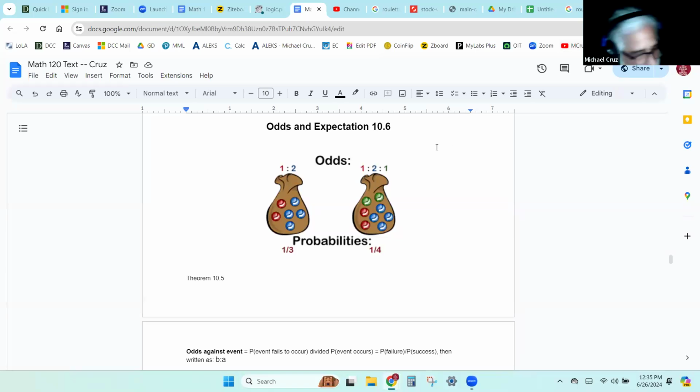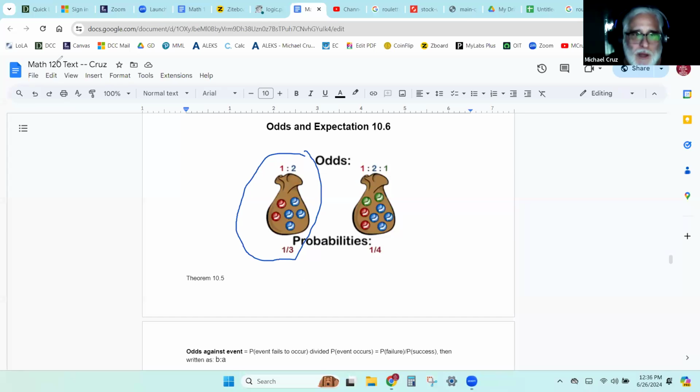All right, so here we are with the formal lesson on odds and expectation. Odds are different than probabilities. Odds are ratios. And if you look over here on that one right there, it's what we call 1 to 2.